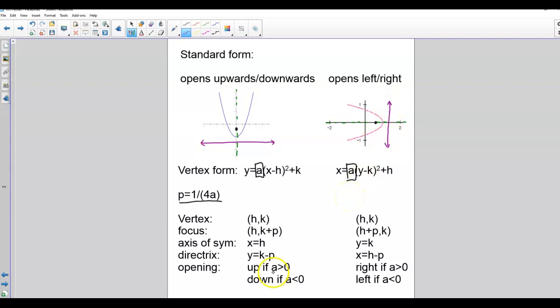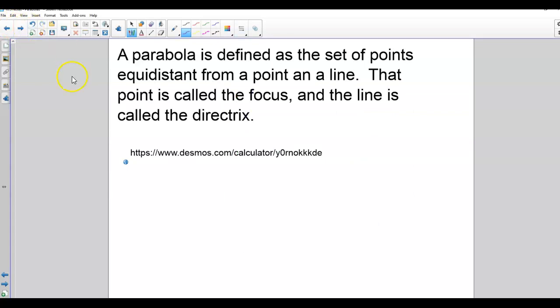And then, of course, we should already know that if this a value here is positive, our parabola will open upward. It'll be a happy face parabola, and it will open downward if that's negative. For the left and right parabola, right is your positive direction. So if a is greater than 0, your parabola will open to the right over here. If it is less than 0, it opens to the left. So let's look first at what a parabola is defined as.